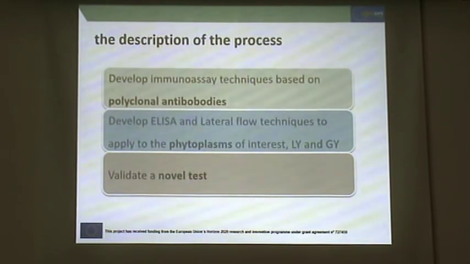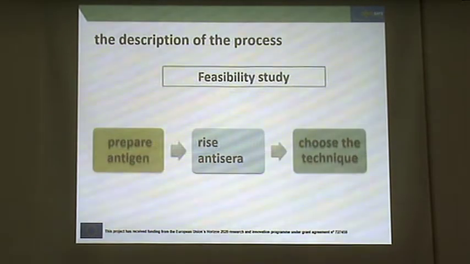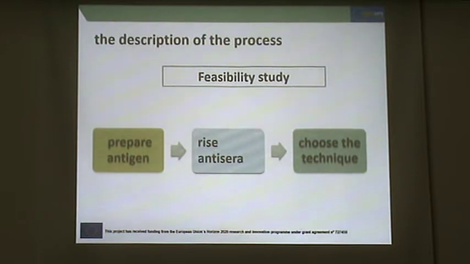As I said, we will talk specifically about polyclonal antibodies. So we are not talking about monoclonal or single chain recombinant antibodies. We wanted to develop specifically ELISA or lateral flow techniques for LY and AY. And then we go further to validate the test. So the development and production process, we can break it down in three stages.